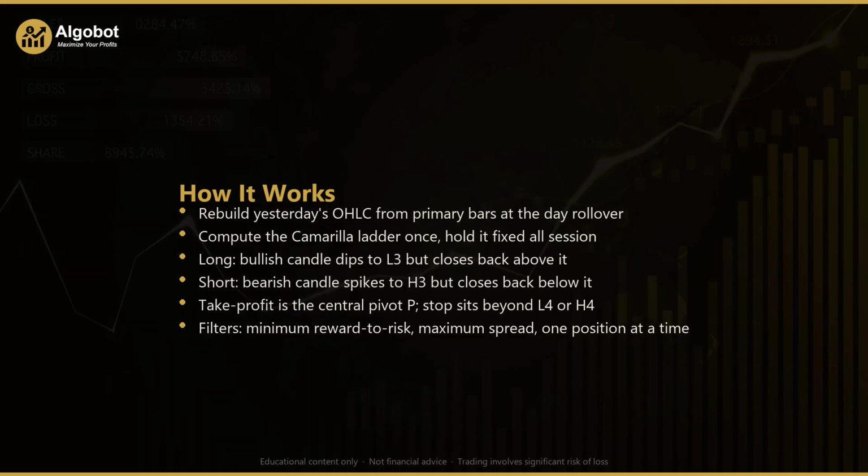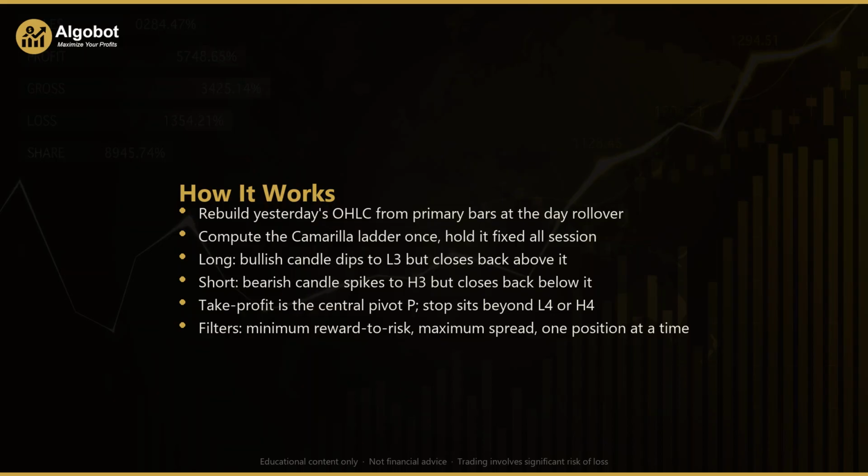Consider the long side first. The strategy is looking for a bullish candle, one that closes higher than it opened, whose low dips down to, or slightly pierces, the L3 reversal rail, but which then closes back above L3. This is the signature of support holding. Price probed the level, sellers failed to keep it down, and buyers pushed the close back up.